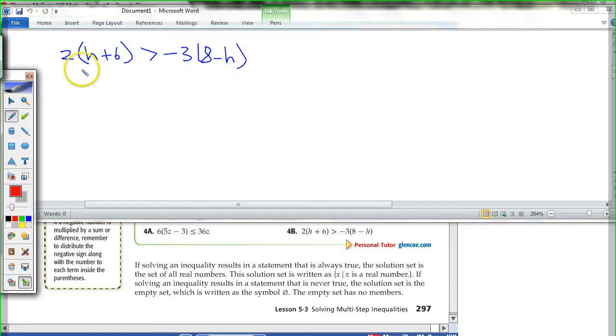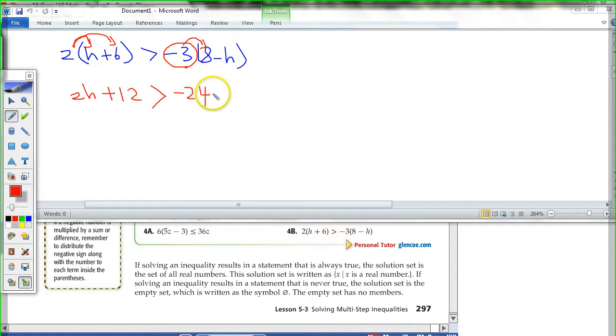Alright, so first step, you're going to distribute everything. So 2 into h and 6. So you have 2h plus 2 times 6 is 12, greater than. Okay. This time you have a negative 3 multiply 8. So that's a negative 24. Minus, you have a negative 3 times h, which is a negative 3h. Okay. So if I'm going to rewrite this part, you have 2h plus 12 is greater than negative 24 minus a negative makes it a positive, so plus 3h.